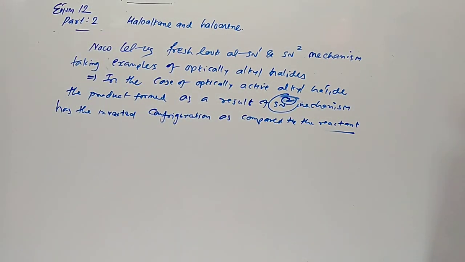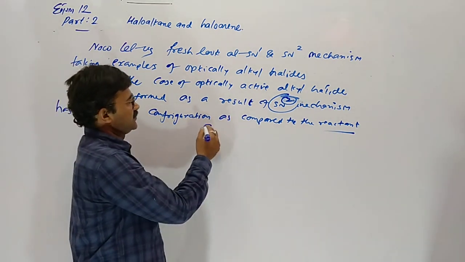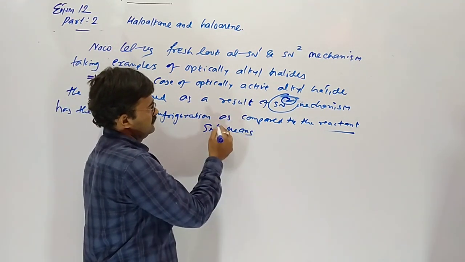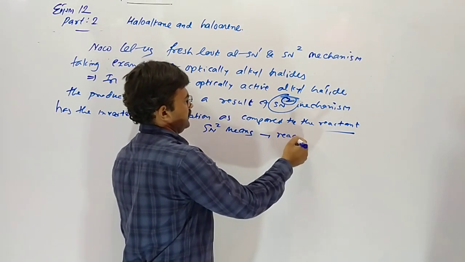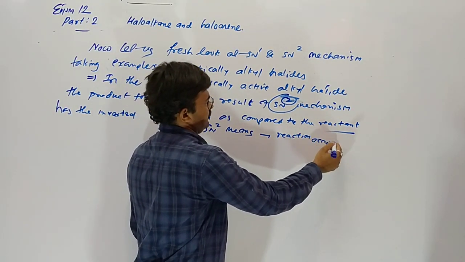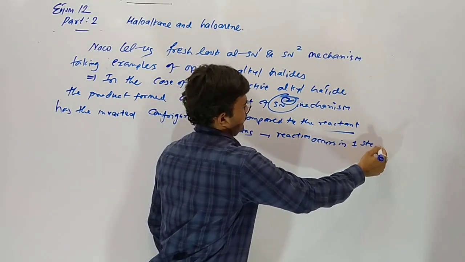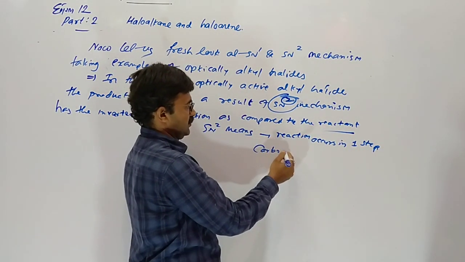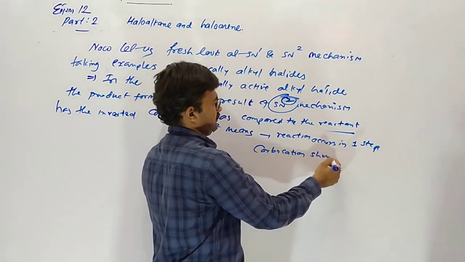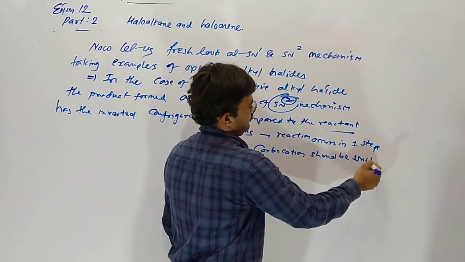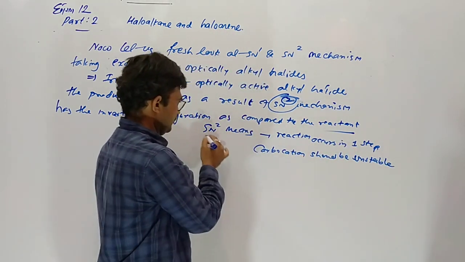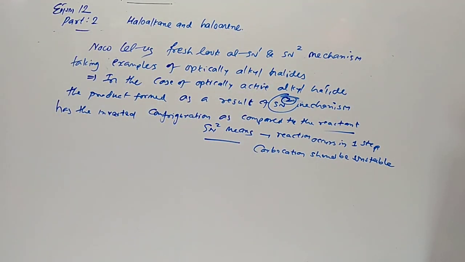First of all, store in your mind, SN2 means the reaction occurs in one step, and the carbocation should be unstable. We know about it. So we are taking the example 2-bromooctane.